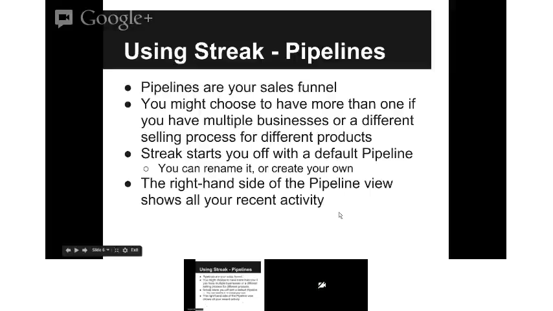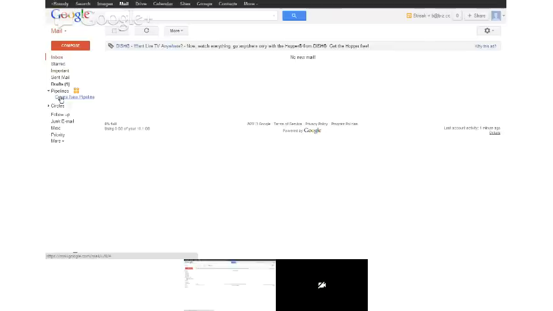All right, so the first thing we're going to talk about is pipelines. Pipelines are your sales funnel. The only reason you might choose to have more than one pipeline is if you've got multiple businesses, or if your selling process for your different products are different. So if you've got one product that has a fairly two-step selling process and then another service that's got a 10-step selling process, you might choose to have different pipelines. But otherwise, you just choose one. Let's go check out the pipeline. So we're going to create a new pipeline. Well, they used to start you out with one.